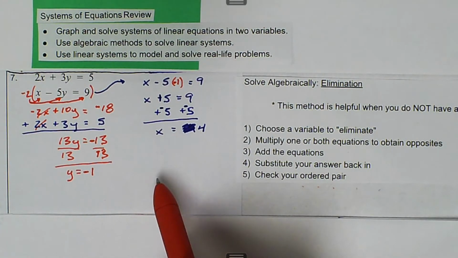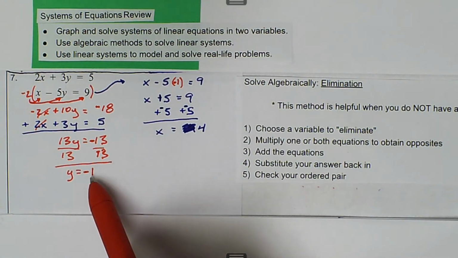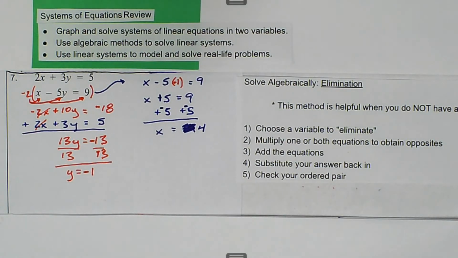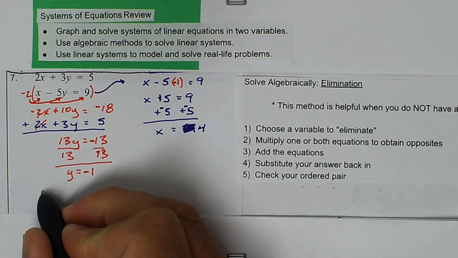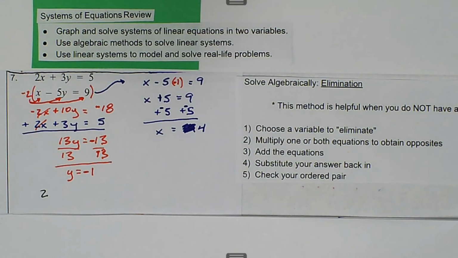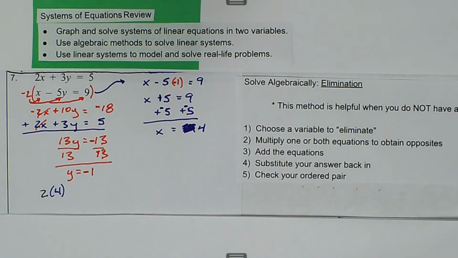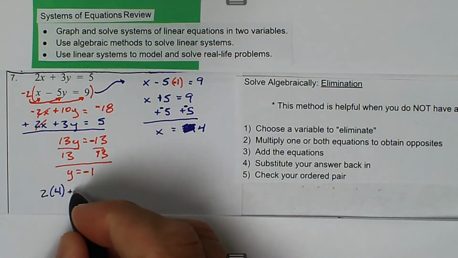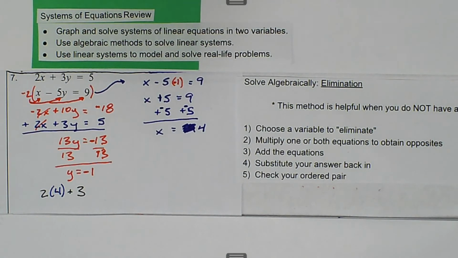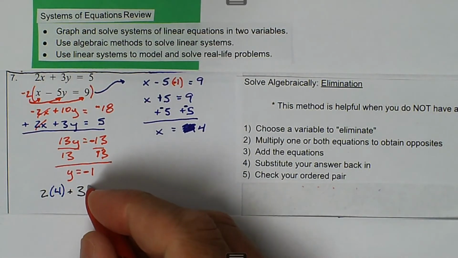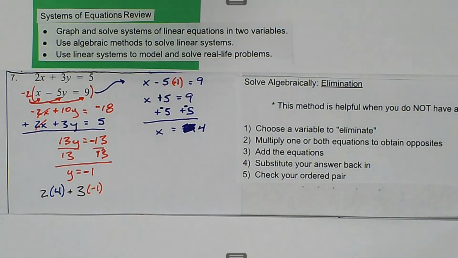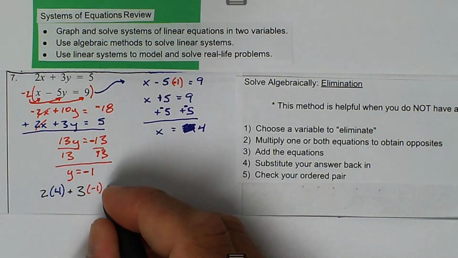So we would have figured it out if we substituted in, but now we can substitute in -1 and 4 to check to make sure that our solution is correct. So we have to use the top equation. We have 2, and then the x is going to be 4. So 2 times 4 plus 3 times -1 is equal to 5, and that's what we're checking.